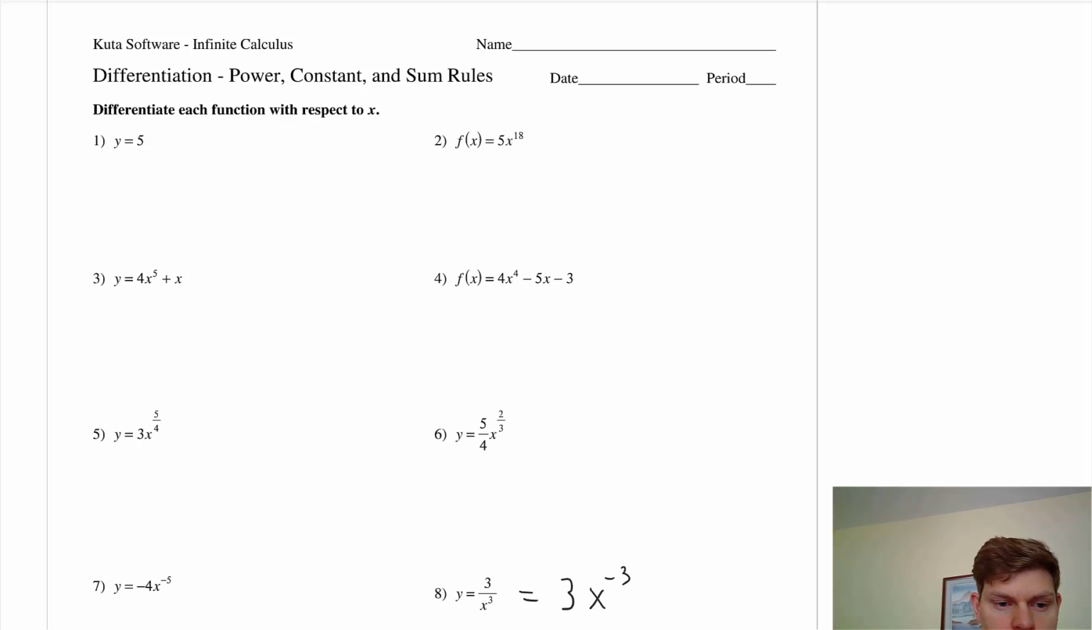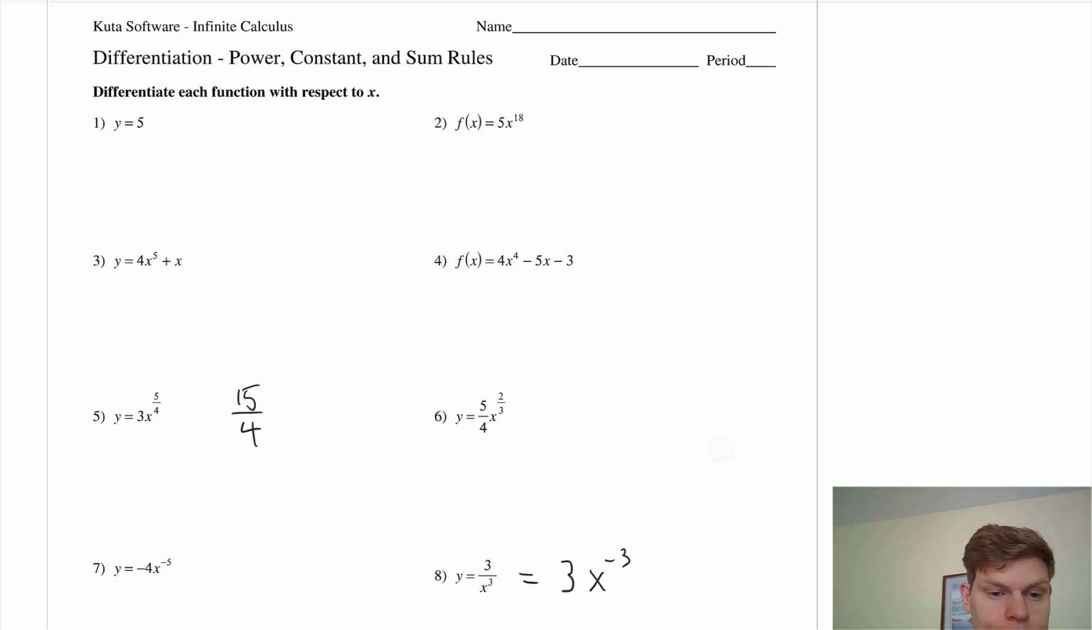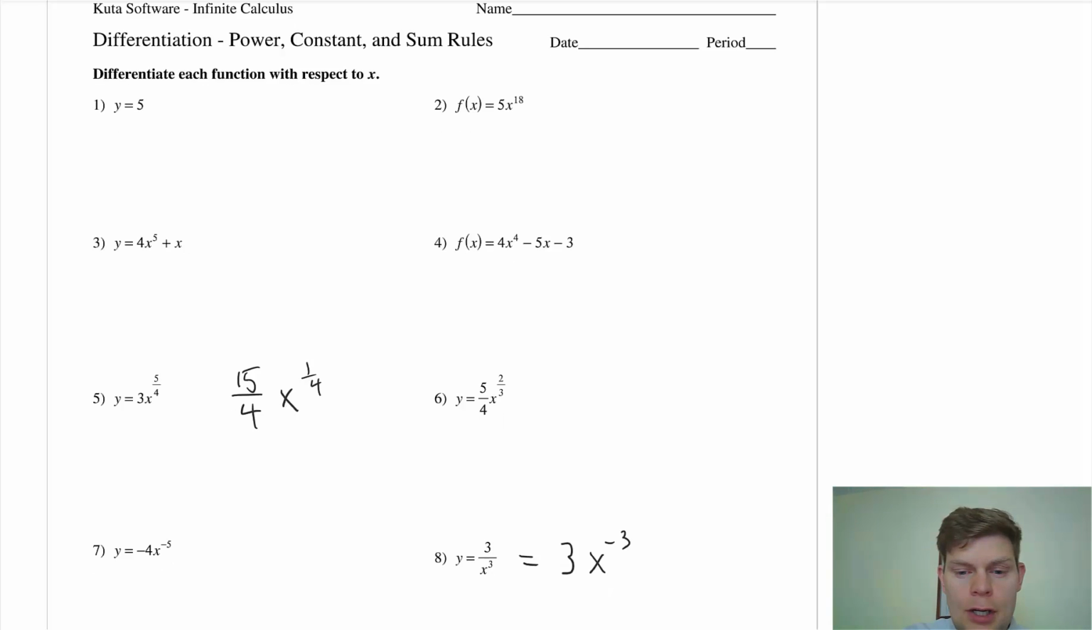If you want to take the derivative, your new coefficient is just your old coefficient multiplied by the exponent. So 3 times 5 over 4 is 15 over 4. And then your exponent you subtract 1 from. And 5 over 4 minus 1 is 1 over 4. And that's it. That's all you got to do. Again, no different. You don't change the rules or anything for it. You just got to know you're dealing with a fractional exponent.